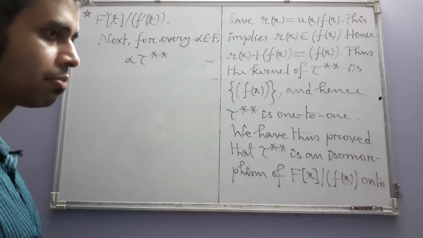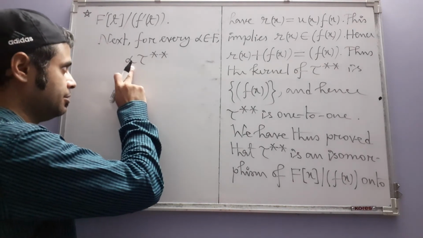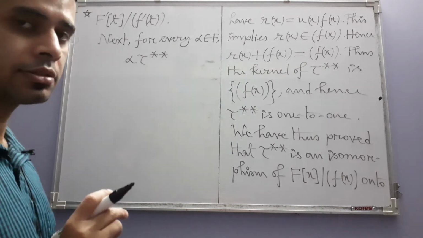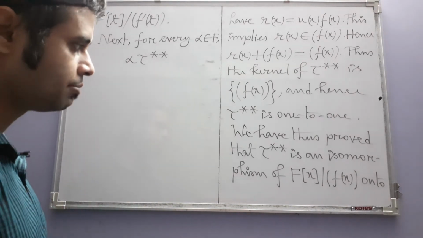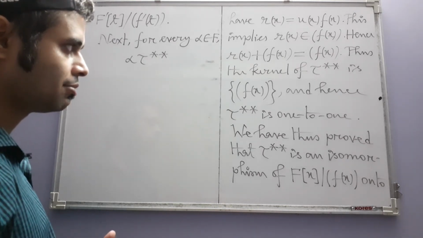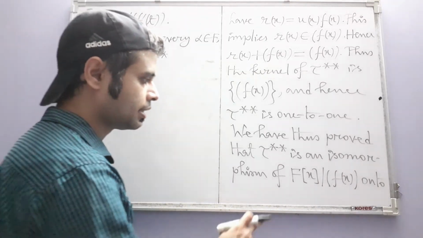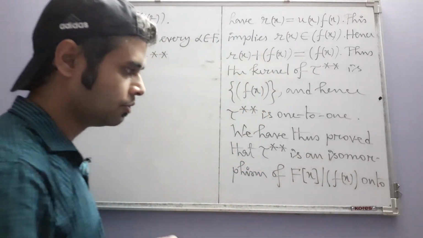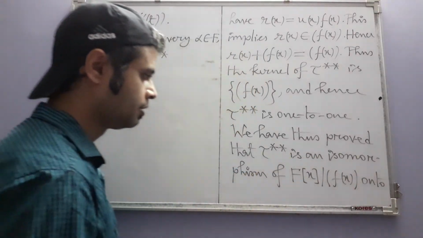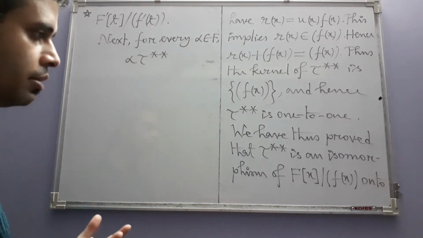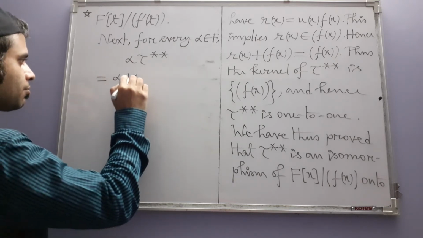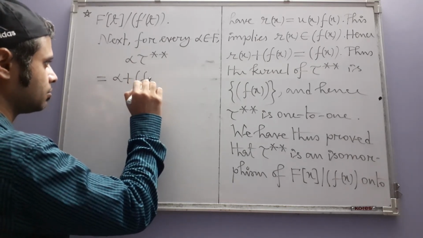But we need to properly interpret what alpha means here when we are applying tau double star to alpha. It is not just simply the field element alpha, because you see, we are applying tau double star to those things that are cosets of this principal ideal. So by alpha, what we really mean here is alpha plus the coset given by that alpha.